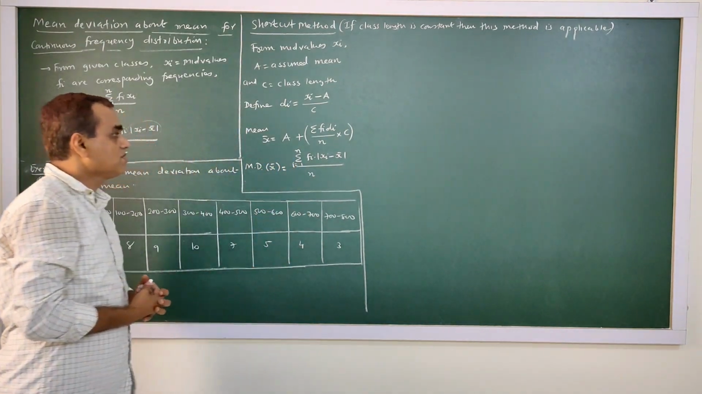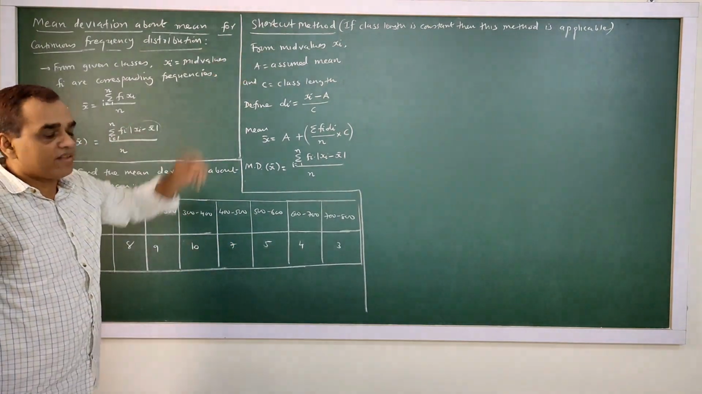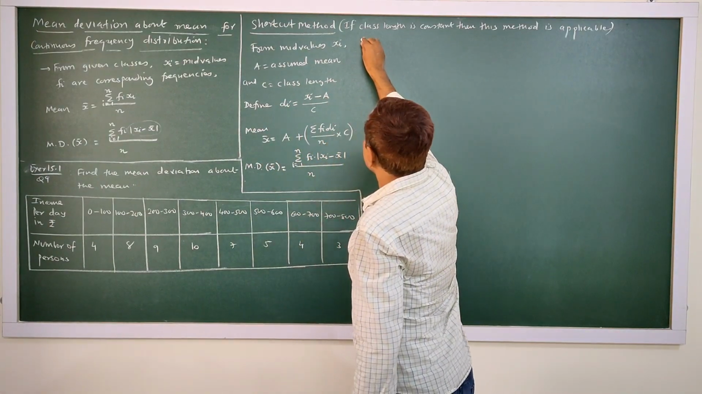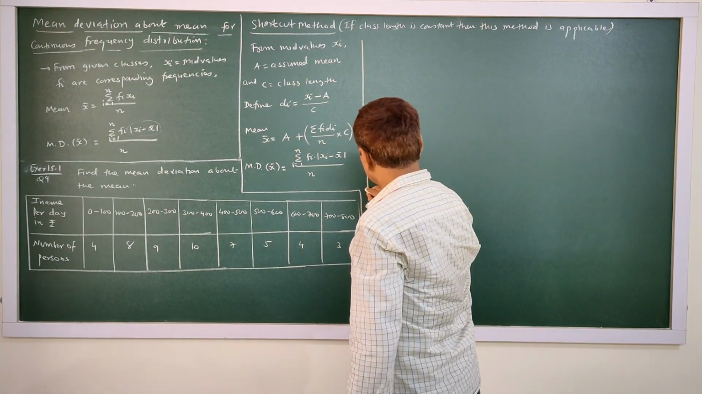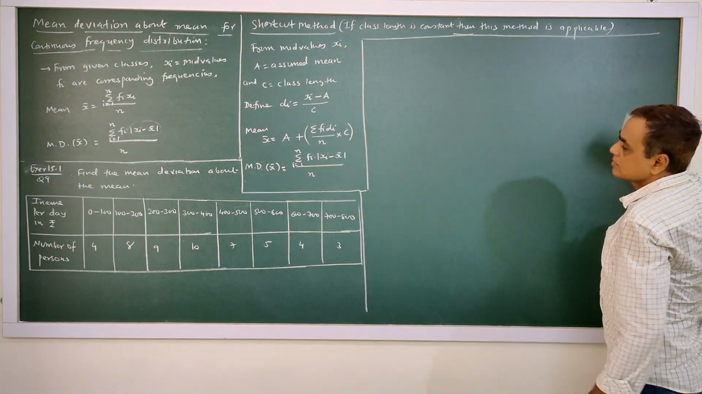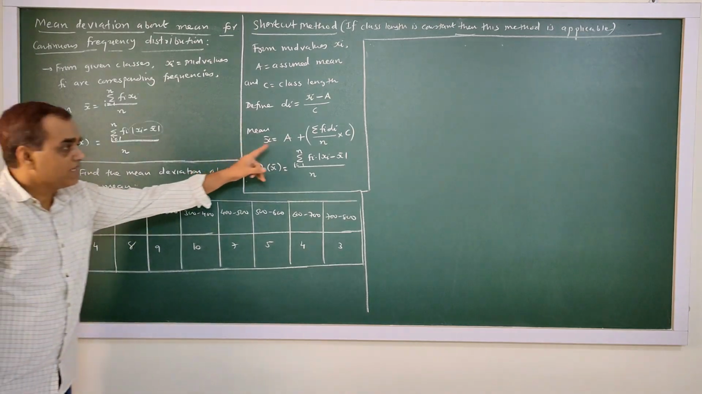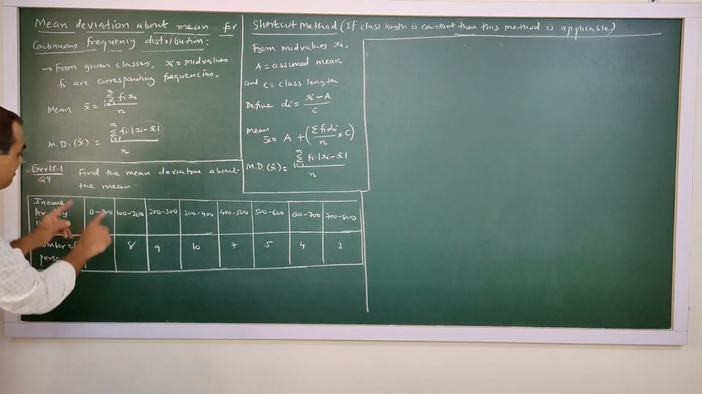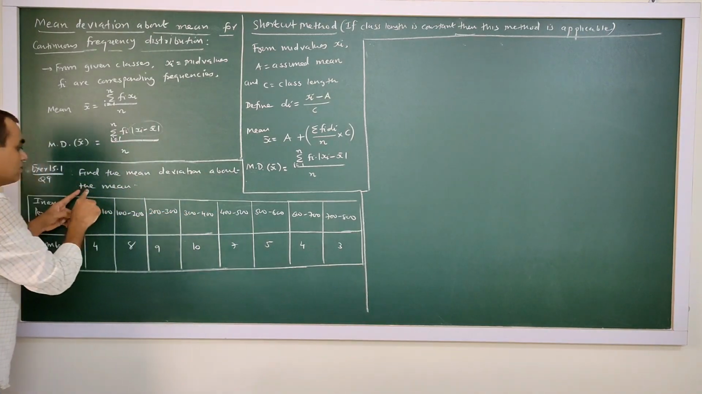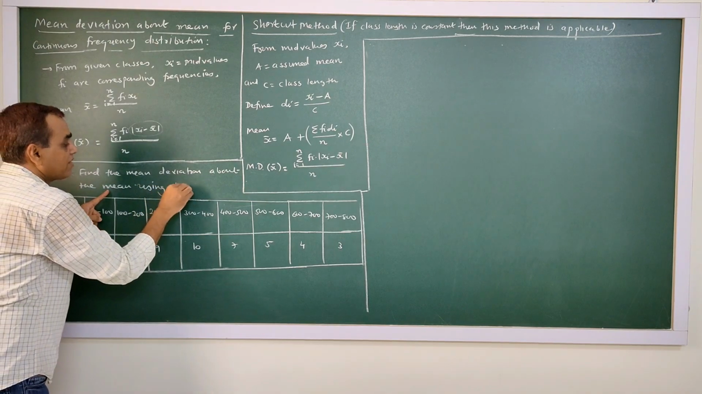Now we solve this question by this shortcut method. So, problem by shortcut method. Here I am changing the instruction: find the mean deviation about the mean using the shortcut method.